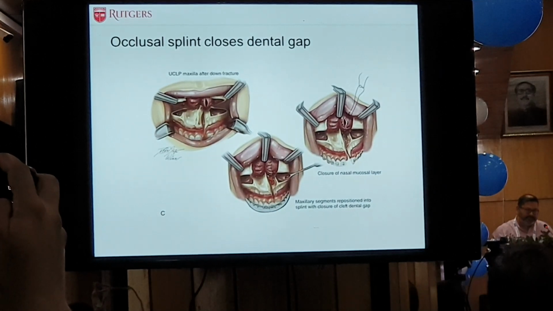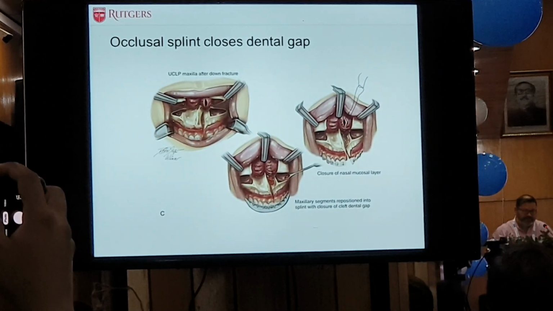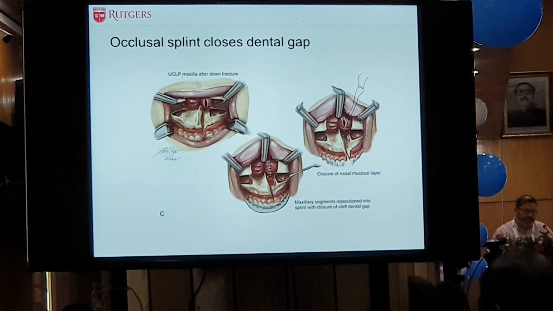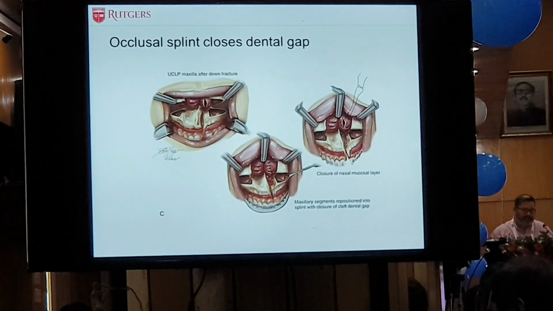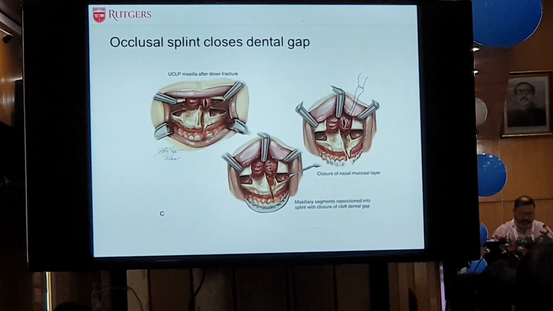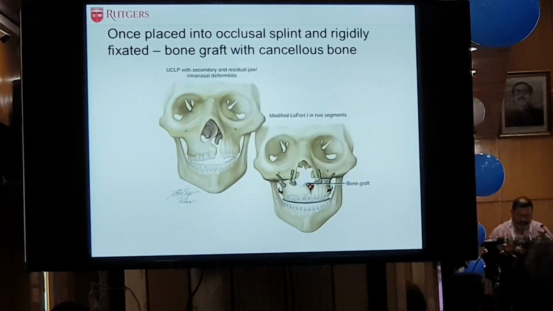And then you have to make a decision: do I want to bone graft that alveolar cleft simultaneously, or do I want to close that dental gap? Typically, I will try to close it, and I usually design a splint where I can bring the dental segments together. It still leaves a bony defect superiorly that I may have to bone graft.